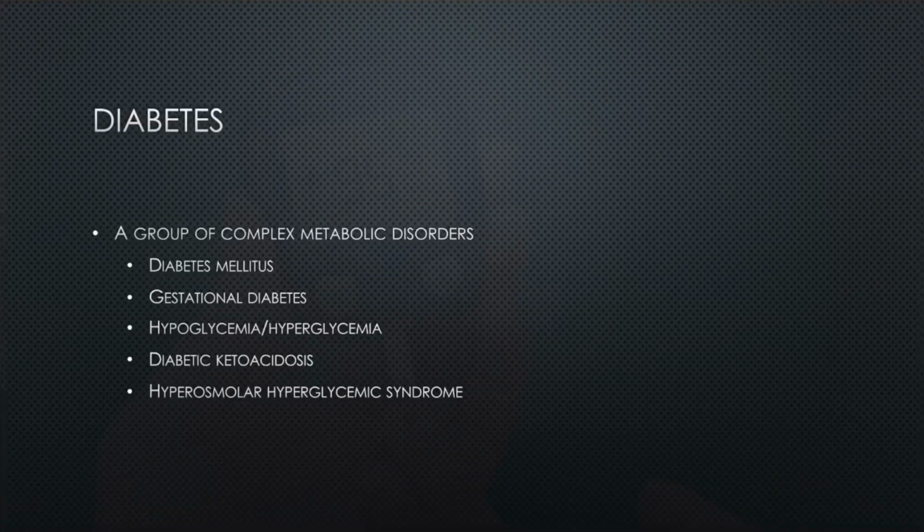I'm sure you're familiar with the term diabetes, or you've heard of diabetes before. Diabetes is simply a metabolic disorder encompassing a group of complex diseases with many different causes. You have diabetes mellitus, gestational diabetes, hypoglycemia, hyperglycemia, diabetic ketoacidosis, and hyperosmolar hyperglycemic syndrome. We're going to talk about several of these in this discussion.